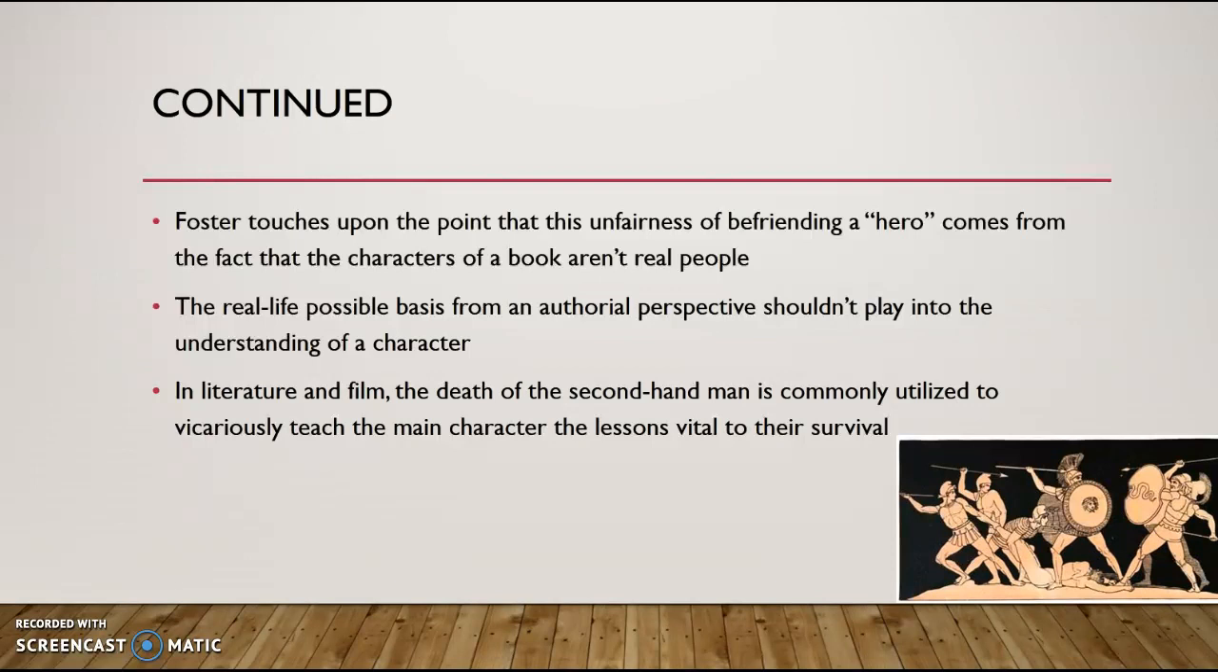Right. In literature and film, the death of the second-hand man is commonly utilized to vicariously teach the main character lessons vital to their survival. There's a good example in The Catcher in the Rye with Phoebe's death of her innocence. Holden's kind of just meandering around on his whole adventure, but then her innocence is basically metaphorically killed. He realizes that his whole journey to become an adult while holding his innocence is basically futile. It's just all a waste of time.